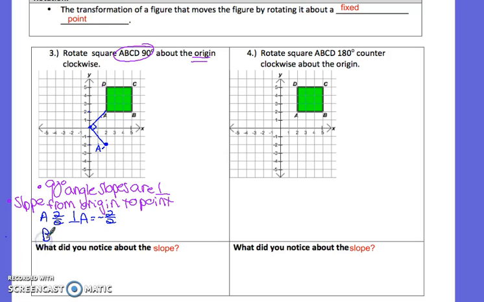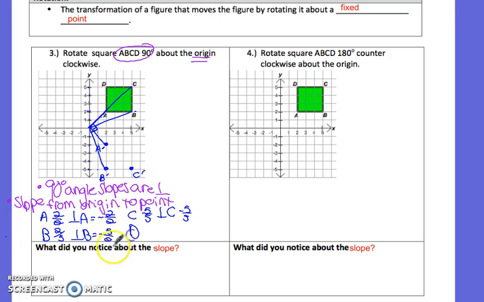Let's do B's. From the origin to B, I went up 2, to the right 5. So it was 2 over 5. The perpendicular slope to B would be negative 5 over 2. So I went up 5, right 5. Now I go down 5, right 2. And I have B prime. And I can see my 90-degree angle right there. Let's do C. C, I went up 5, right 5. So C was 5 over 5. So the perpendicular to C would be negative 5 over 5. So instead of up 5, right 5, I'm going to go down 5, right 5. And that's my C prime.